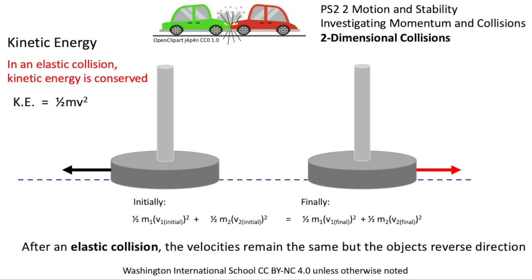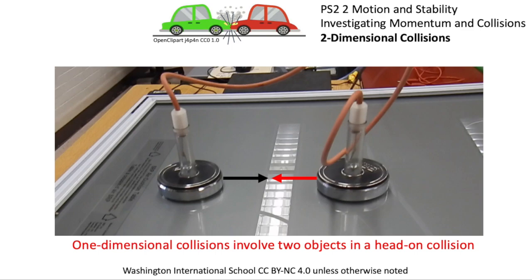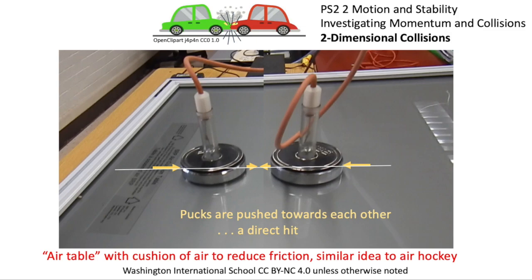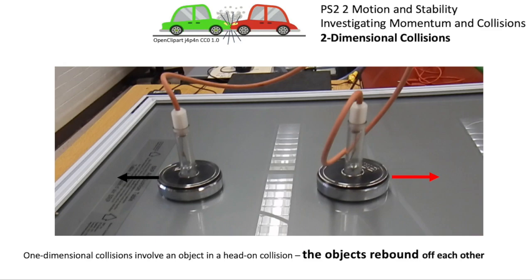And for an elastic collision, kinetic energy is also conserved. Half mv squared for each of the pucks. Initially you've got two pucks and finally you've got the same two pucks, and if their final velocity is the same, then we have conservation. For a one-dimensional collision, and looking at the diagrams here, they're going to be pushed together and then they're going to rebound.